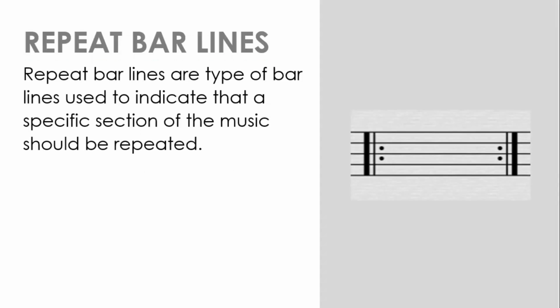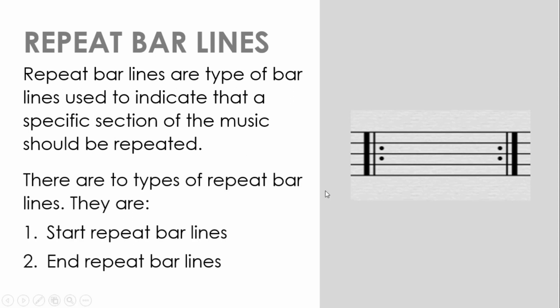The third type of bar line is the repeat bar lines. Repeat bar lines are a type of lines used to indicate that a specific section of the music should be repeated. So this type of bar line, which is called the repeat bar lines, is used to indicate which section of the music will be repeated, whether you sing it again or play it again. There are 2 types of repeat bar lines, and they are start repeat bar lines and end repeat bar lines. Let's look at each of them.